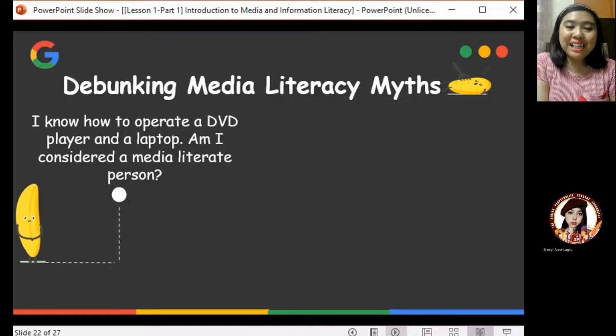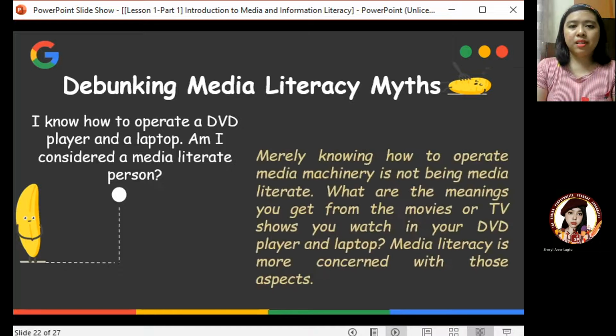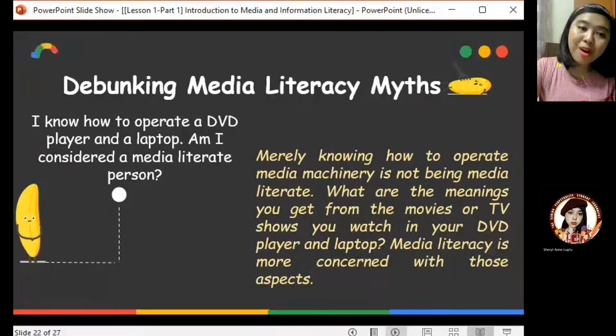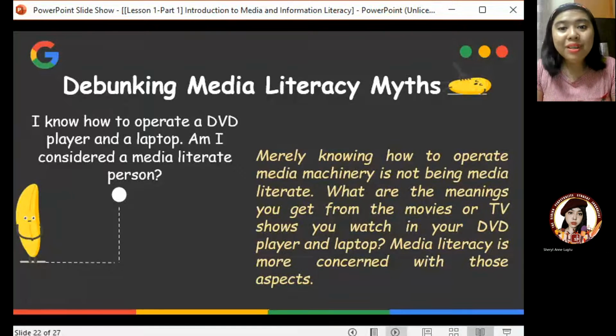I know how to operate a DVD player. Oh dear. Am I too old or is it just that we rarely use our DVDs and CD players anymore? And a laptop. Am I considered a media literate person? Actually, merely knowing how to operate media machinery is not being media literate. Okay? Not because you know how to navigate it, you know how to open your laptop, you know how to type on your laptop, means that you're already media literate.